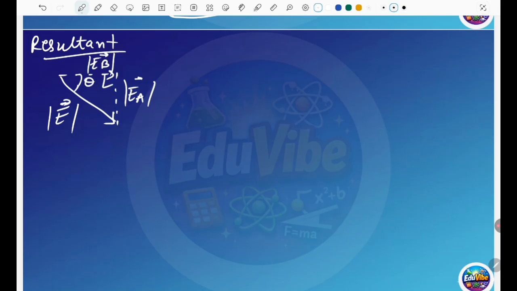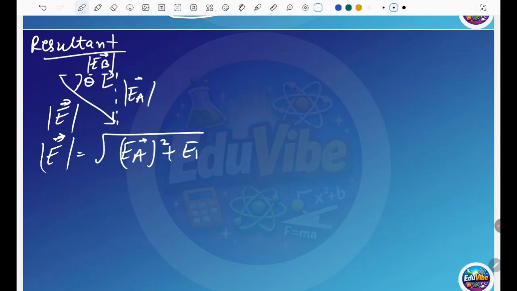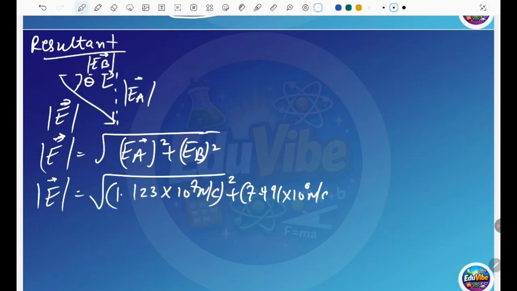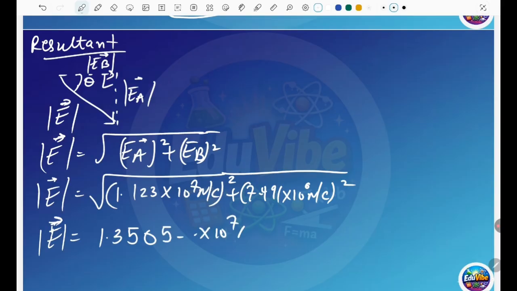This is your theta and this is the right angle. To find the magnitude of this, you just do EA squared plus EB squared. So you put the values in. E has a value of 1.123 into 10 raised to power 7 Newton per coulomb squared plus 7.491 into 10 raised to power 6 Newton per coulomb squared. When you find that, you get about 1.3505 into 10 raised to power 7 Newton per coulomb.